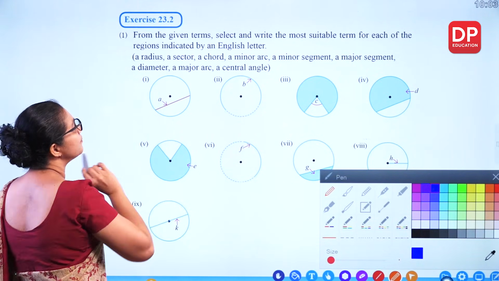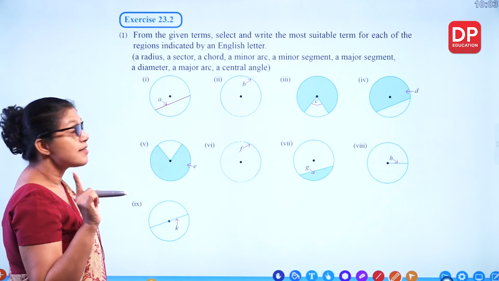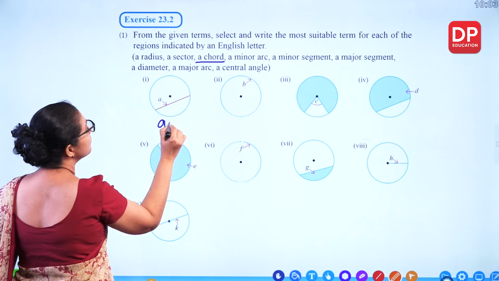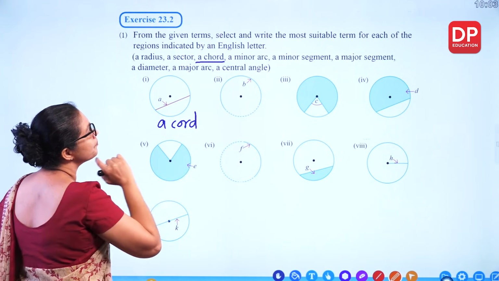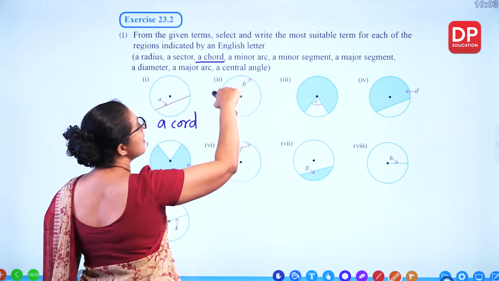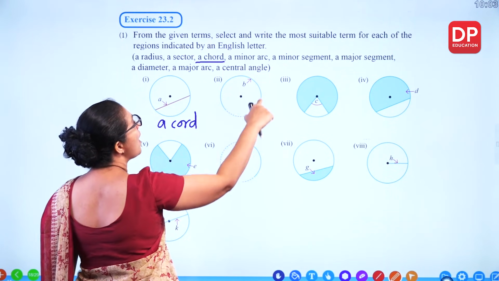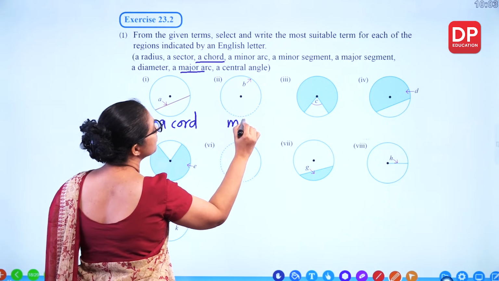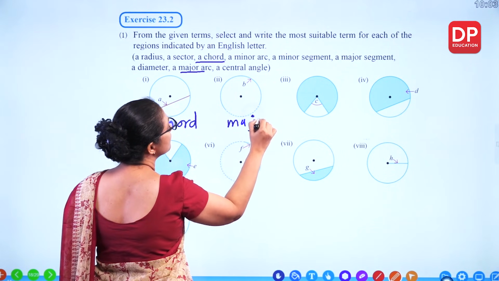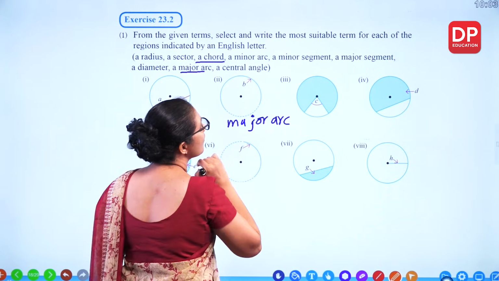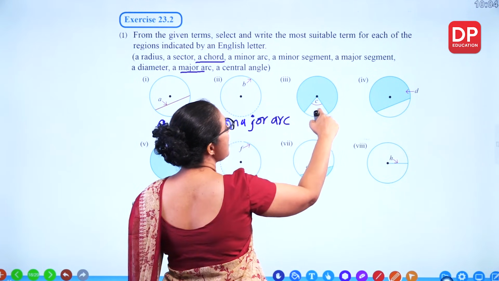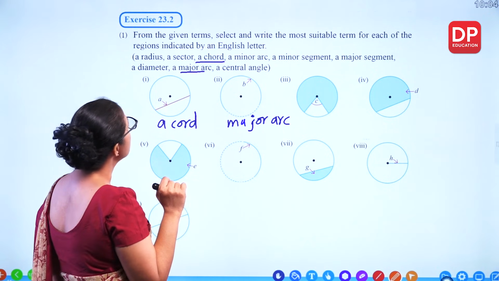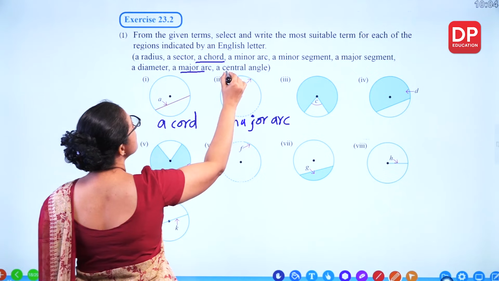A. What's this? A line not passing through the center. A chord. What's this? This is an arc, but the bigger one. Major arc. And C. C is the angle. Central angle. Is there a central angle there? Yes, a central angle.